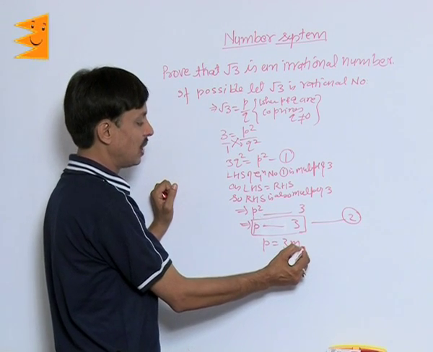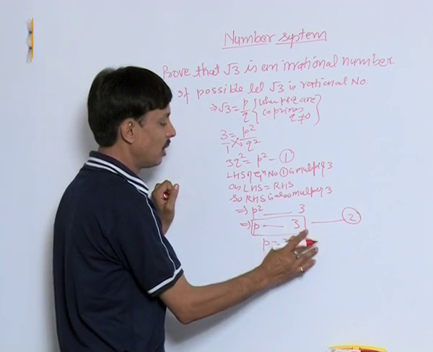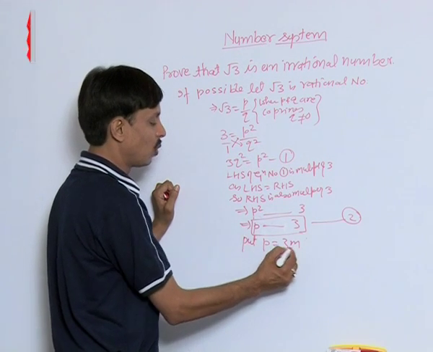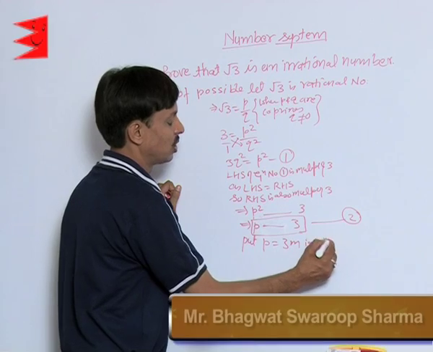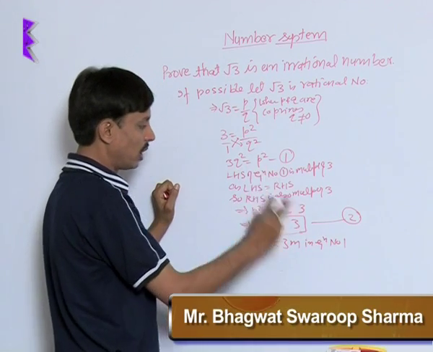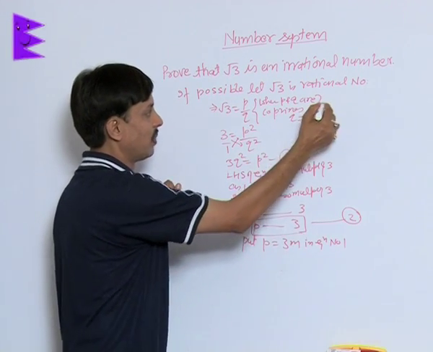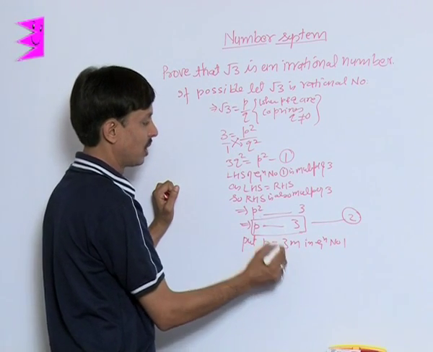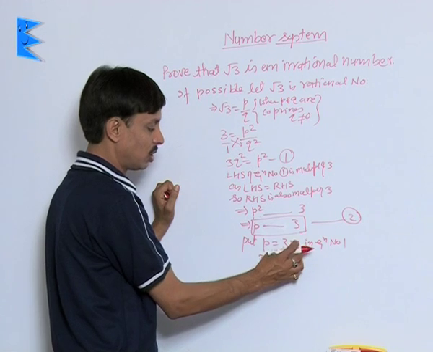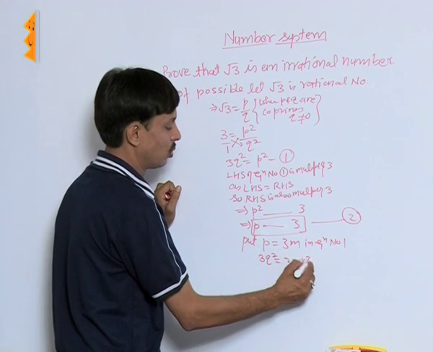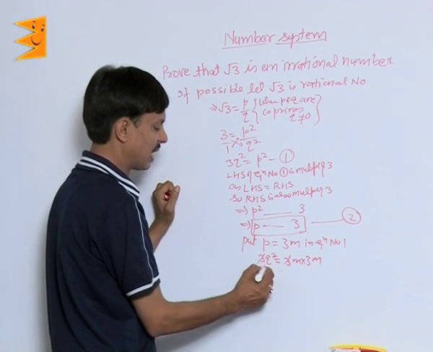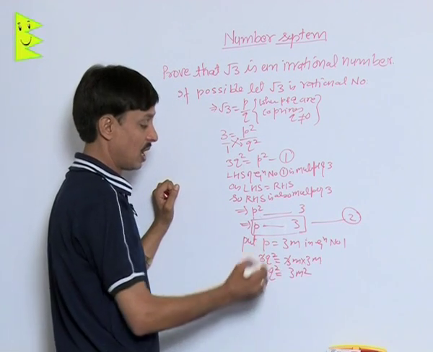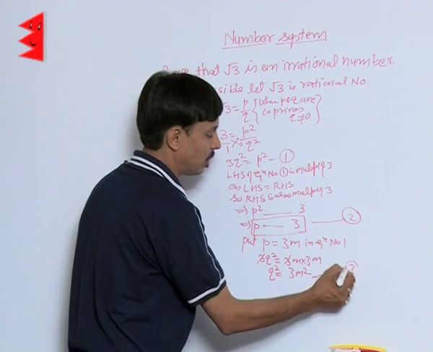Put this value of p is equal to 3m in equation number 1. So if I put this in equation number 1, equation 1 will get converted to 3q square is equal to p square, which means 3m into 3m. 3 and 3 cancelled. This is left with q square is equal to 3m square. Now this is result number 3.